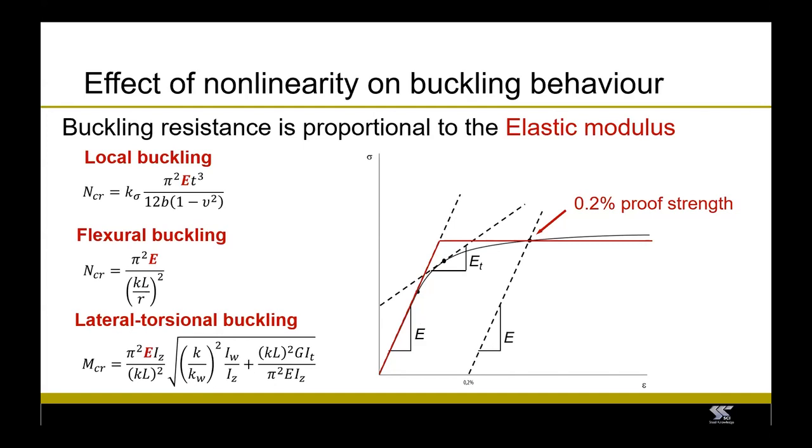Now, calculating the buckling resistance based on the tangent modulus will require iterations, and that's the reason why in most of the design codes, the buckling resistance is calculated using the initial elastic modulus. And then the reduction of the elastic modulus is accounted for by using different buckling coefficients from the ones that are used for carbon steel.